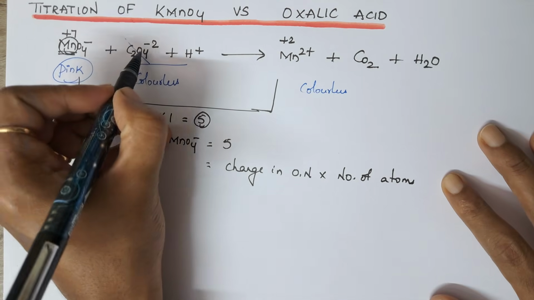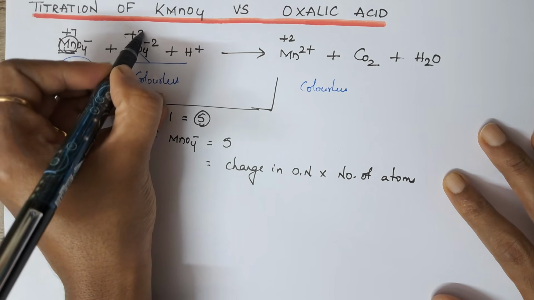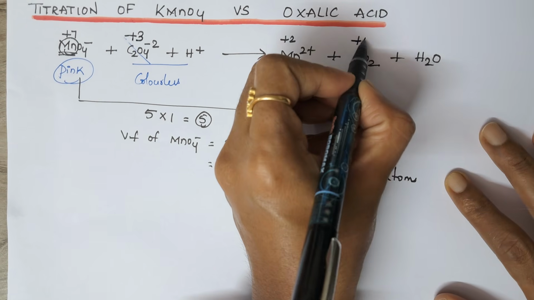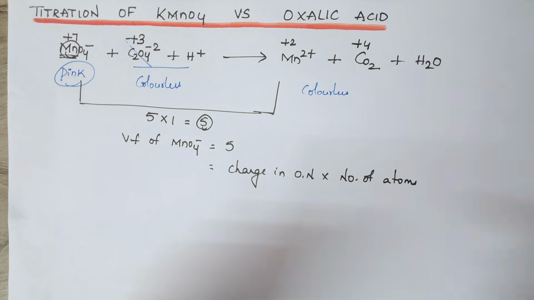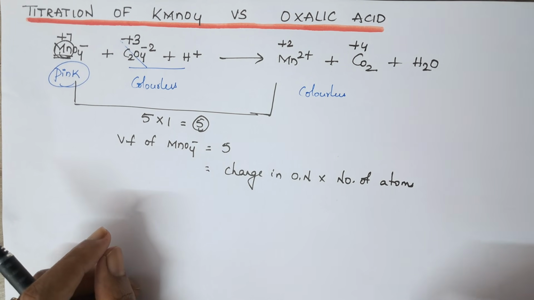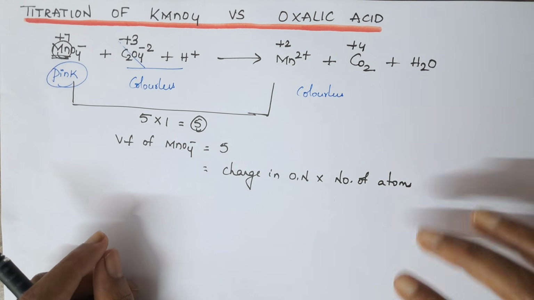Again, you see, in this oxalate ion, the oxidation state of carbon is plus 3, here plus 4. Here I am not going to tell how to find oxidation state. I uploaded a video on how to find oxidation state. That link I will give in the description. If any one of you don't know, please watch it.